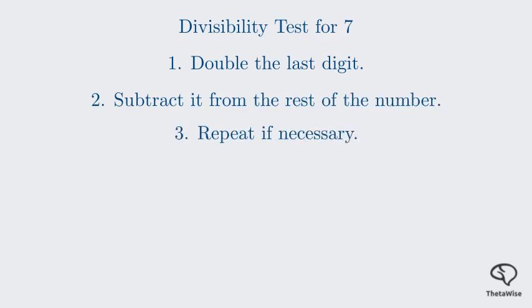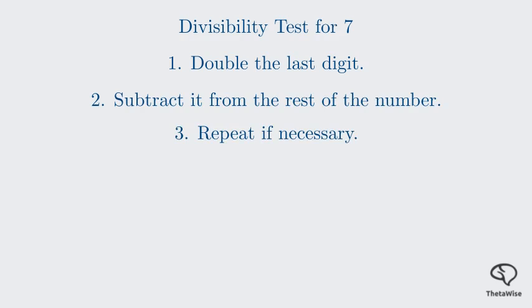Here's how it works. First, you take the last digit of the number and double it. Second, you subtract this double digit from the rest of the number. If the result is divisible by 7, then the original number is also divisible by 7. If the result is still a large number, you can repeat the process. Let's write that down. Double the last digit and subtract it from the rest of the number. Repeat if necessary. Let's try an example.